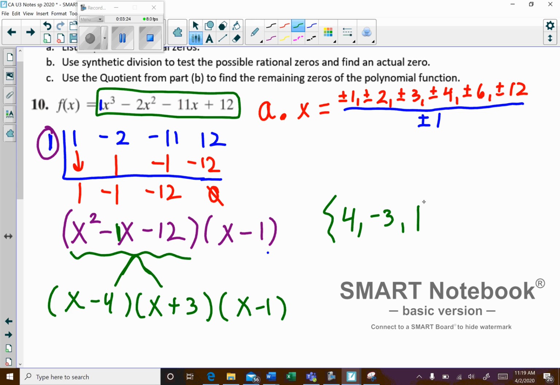And it doesn't really matter what order you put them in, just as long as you have all three of them. So all three of those are basically x-intercepts to this polynomial right here. They're the zeros. Okay, let's try another one.